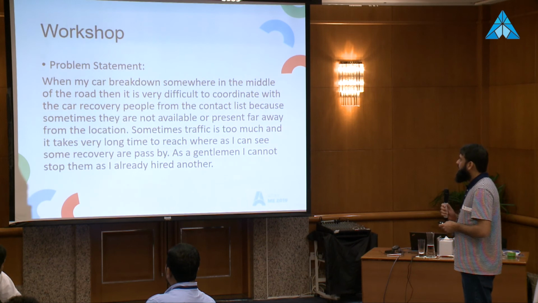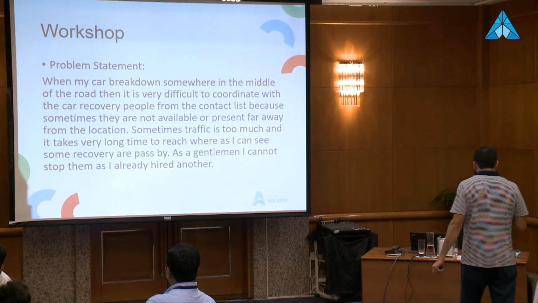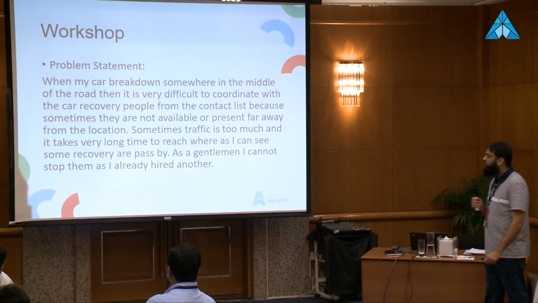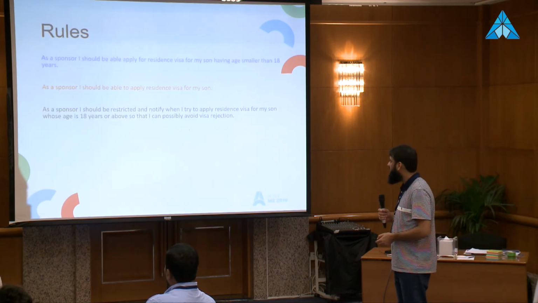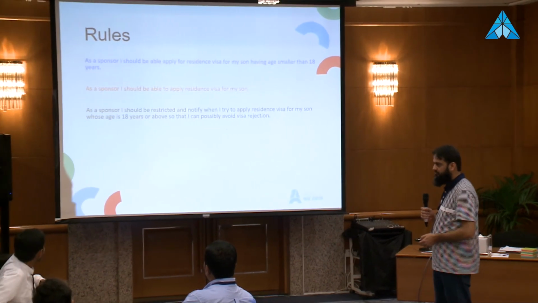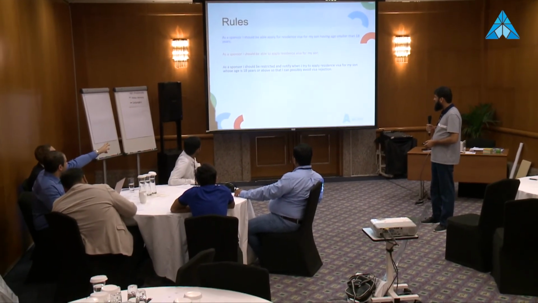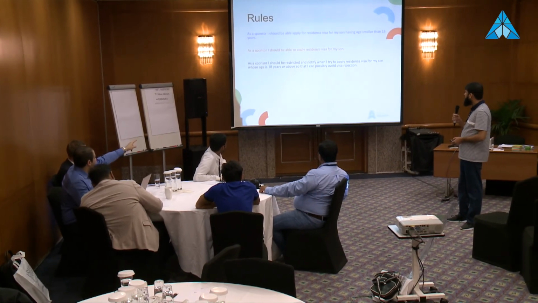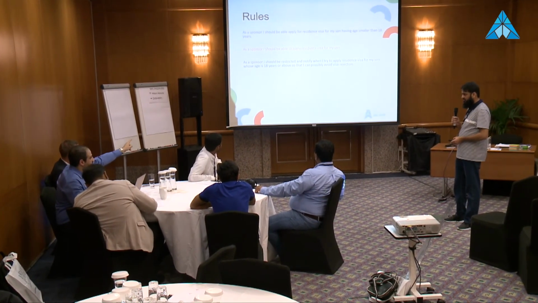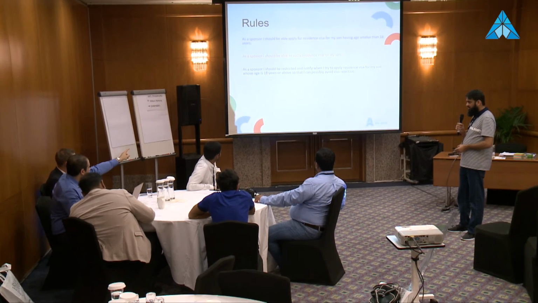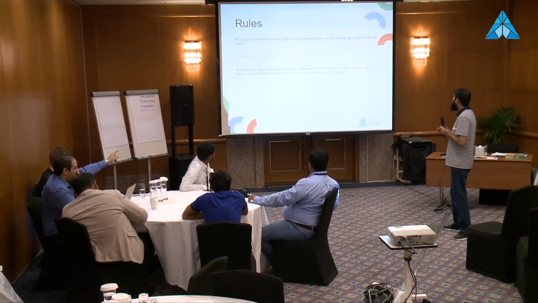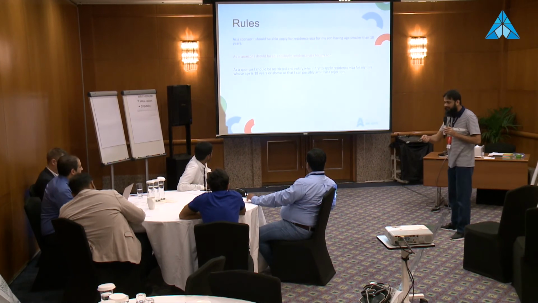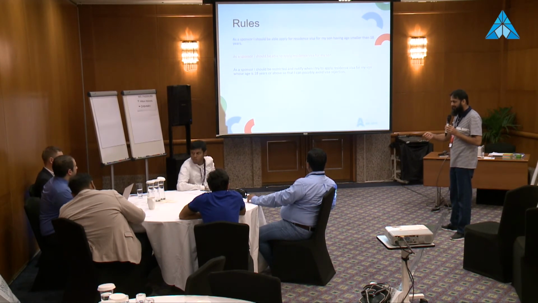Okay, now we'll start with the workshop. Yeah, there might be a typo, or maybe I misunderstood something. The rule there says smaller than 18, but when you split it into two stories, the first one is just about residence, and the other one is saying all about 18 or above. Is this on purpose, or did you want to say 18 or below? Yes. No. Because at 18 and below, I can apply.